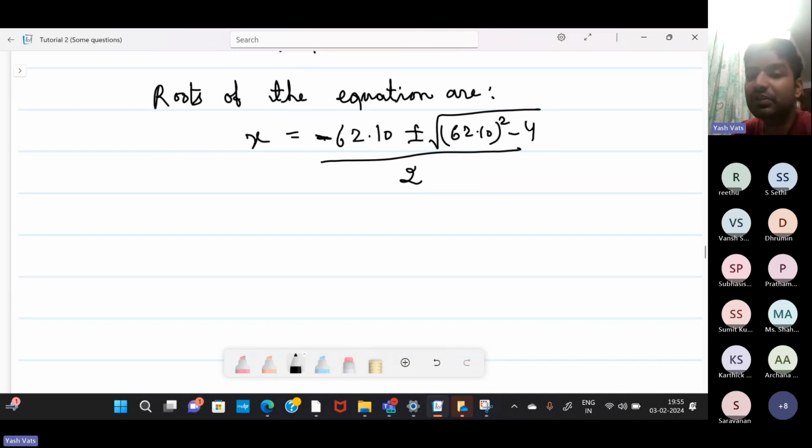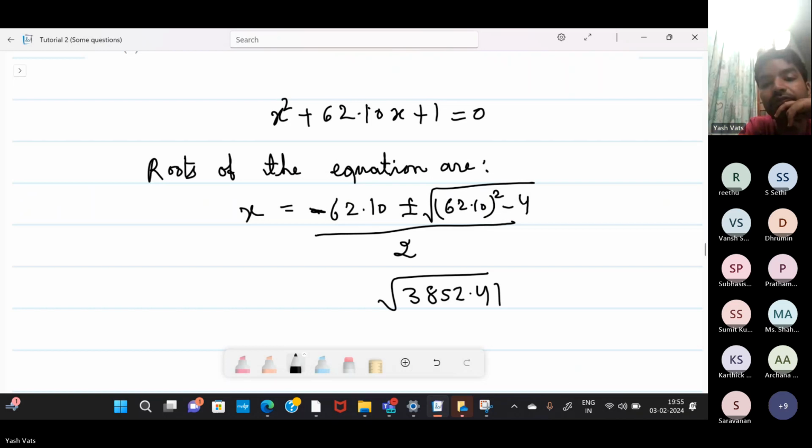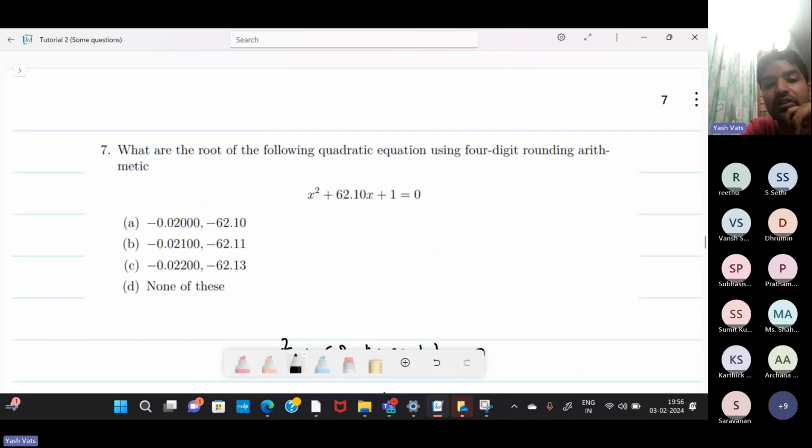So 62.10 squared minus 4ac. What is this value? You need to keep the same thing again. 62.10 into 62.10, minus 4 times the other term, is 3852.41, and we take its square root. The square root of 3852.41, with 4-digit rounding.